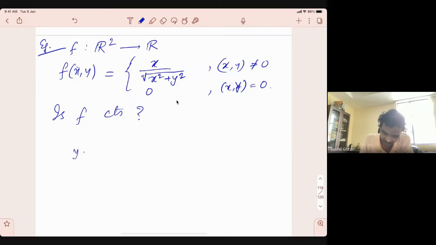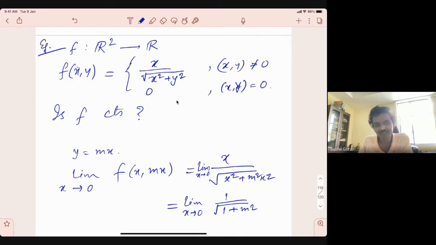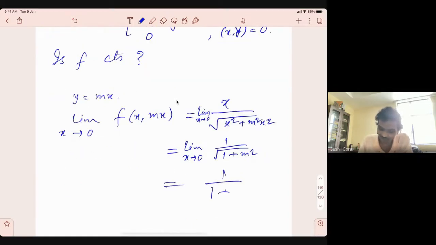So you look at y equal to mx along this direction. So limit x tends to 0, f of x comma mx. If you just put it in, limit x tends to 0 of x by root over x square plus m square x square, which is limit x tends to 0, x gets cancelled. This is 1 by root of 1 plus m square, which is arbitrary depending on m. So this is just 1 by root of 1 plus m square.